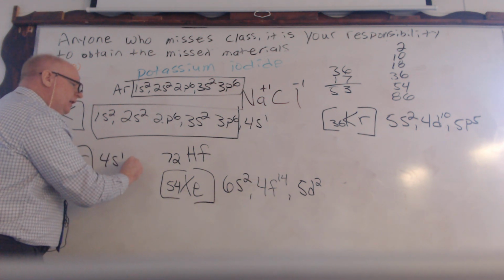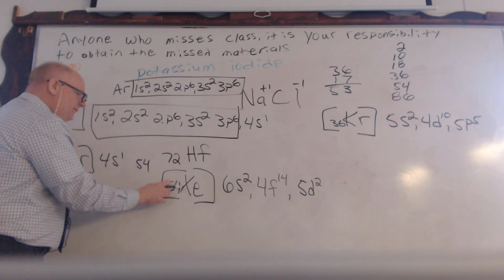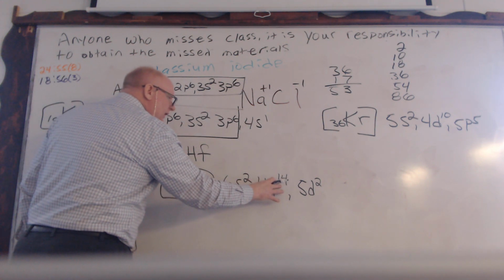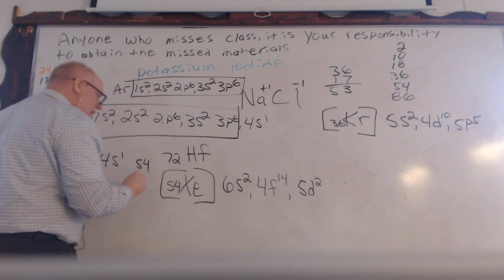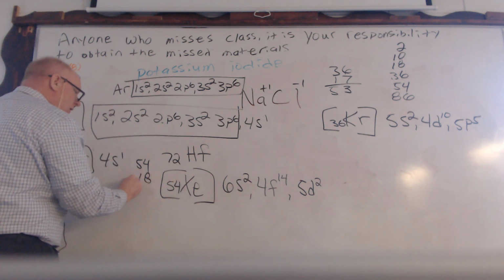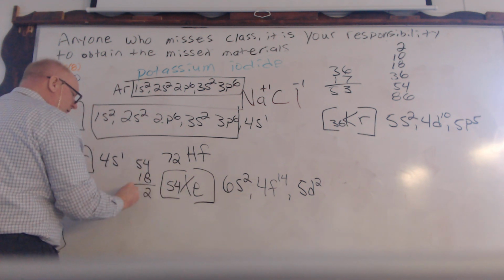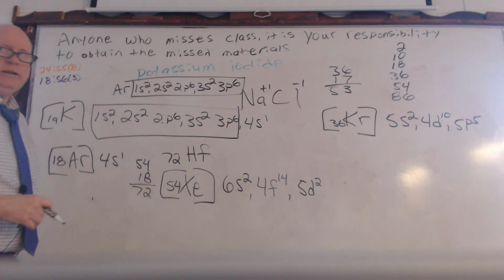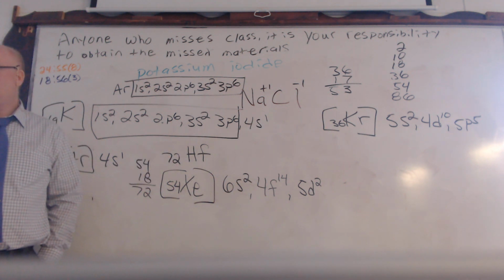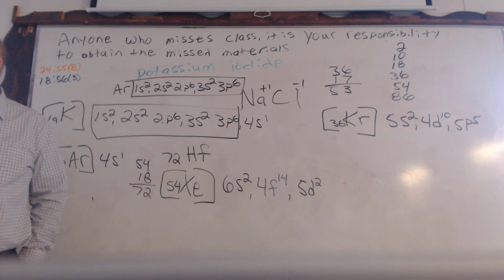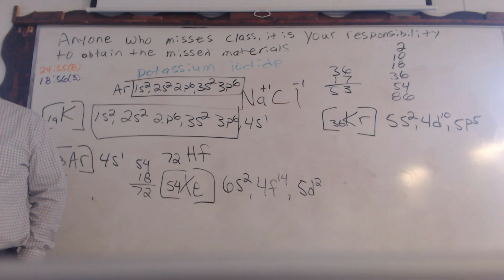We can always double check that. 54 plus 16 and 2 more gives you 72. Add those two numbers together. So that's got to be right. And this works for any element on that table. So that's why we practice it.